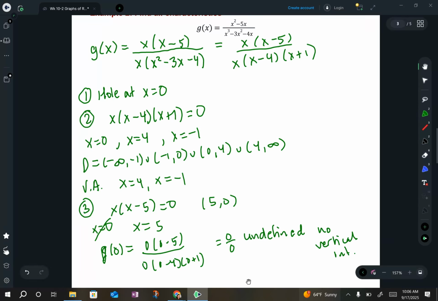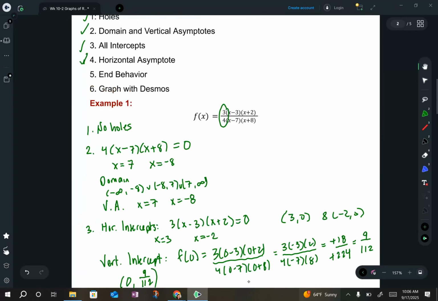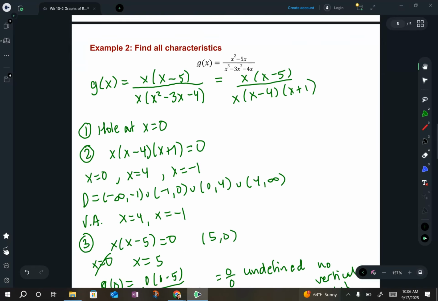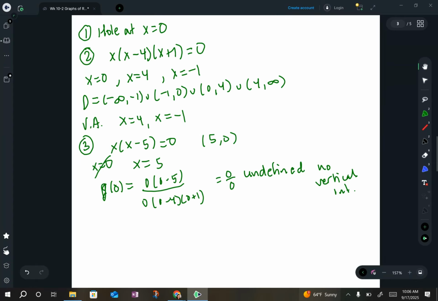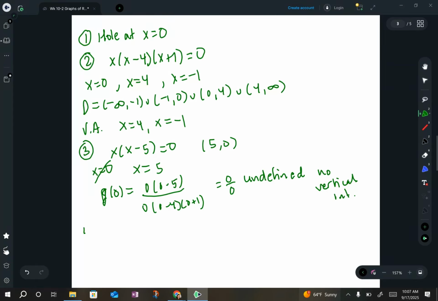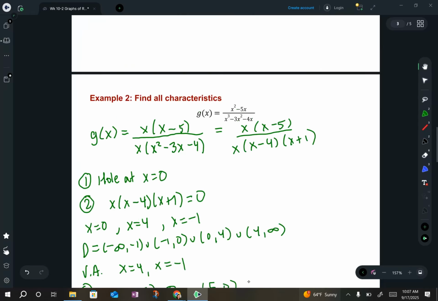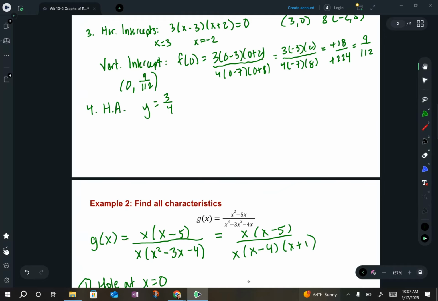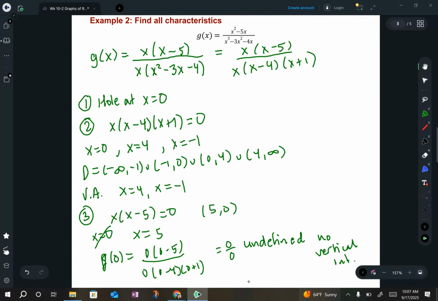All right, what else do we need to find? So we found the horizontal and vertical intercepts, now the horizontal asymptote. So we need to think about the degrees. The degree of the numerator is 2. The degree of the denominator is 3. So there's a bigger degree in the denominator, so that means y equals 0 is the horizontal asymptote. End behavior, which I'm just going to look at on the graph on Desmos. We don't really need to do anything with that. So let's go ahead and graph this on Desmos and see if we can see all these cool characteristics.